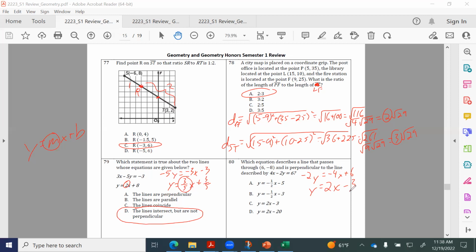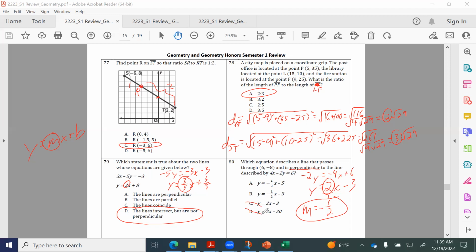Great. We have our slope. We want perpendicular, so our slope is going to be the opposite reciprocal of that. We need to look at it as a fraction, which is 2 over 1. Flip it and change the sign. So it's going to be negative 1/2. This is the slope that we need. Looking at our answer choices, it can't be C, can't be E.